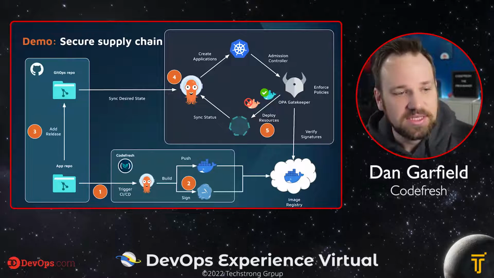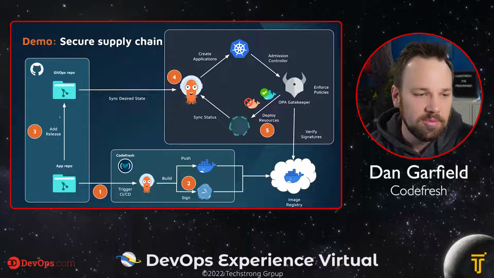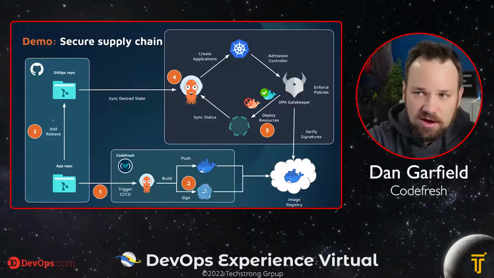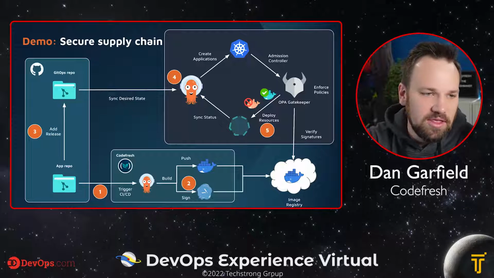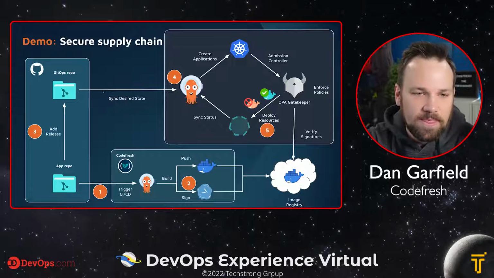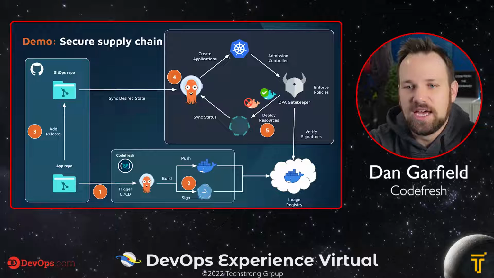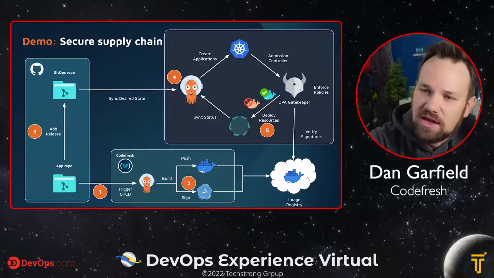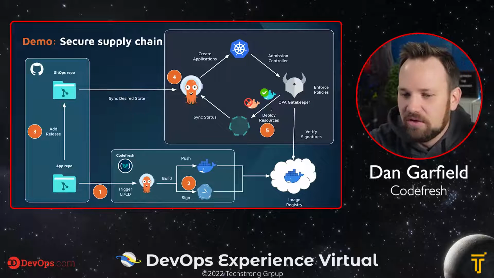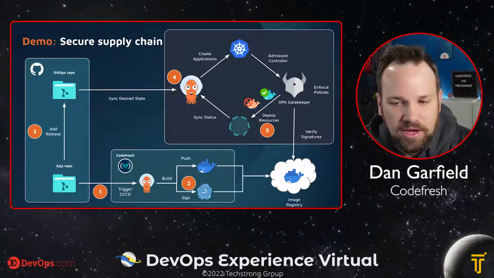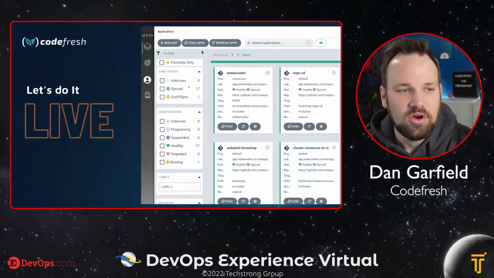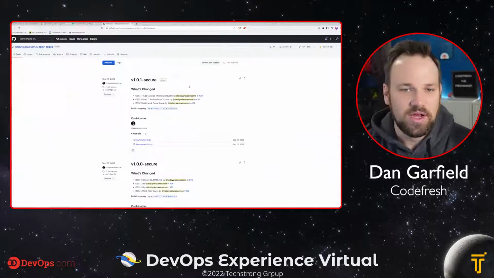The next step is I add the release to my GitOps repo. Now, this could be done automatically. Here, I've actually done it manually. But there's a great tool called Image Updater that would write this to Git for me. Once I update the release in my GitOps repo, this will sync it using Argo CD. And first, it creates the applications in Kubernetes. The admission controller runs. It will accept or deny resources. And then it will deploy those resources and report the sync status back, right? If it's allowed. So what does that look like? Let's do it live really quick.